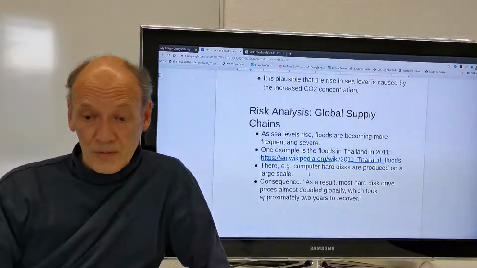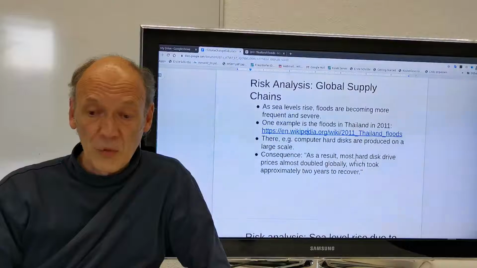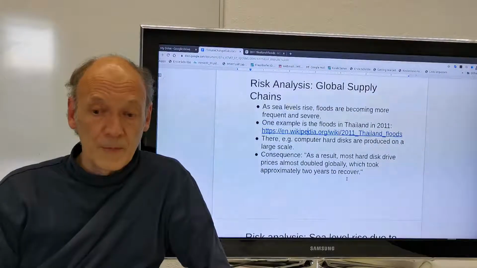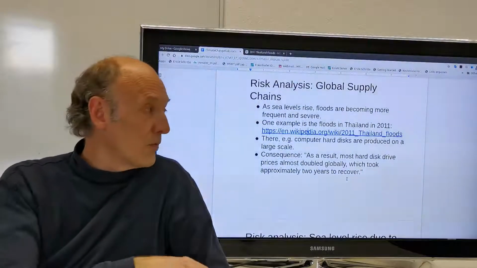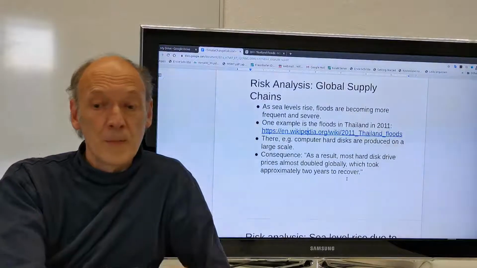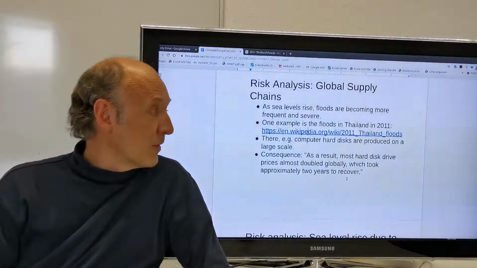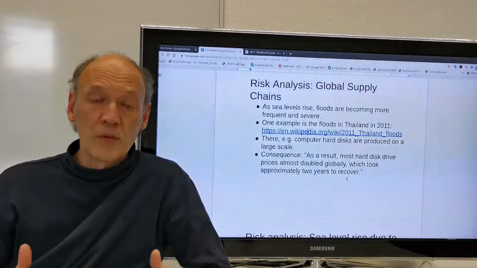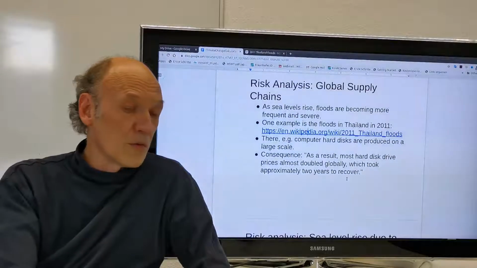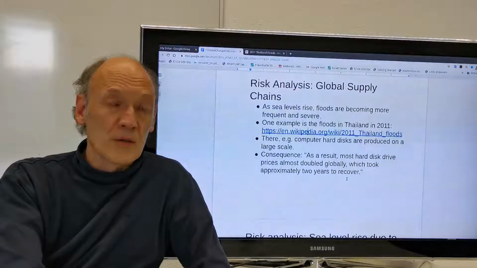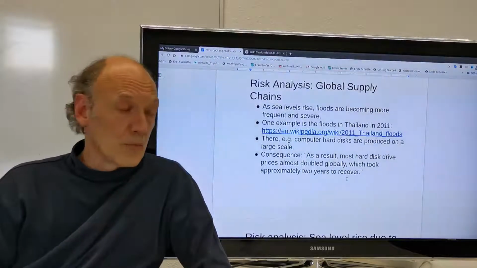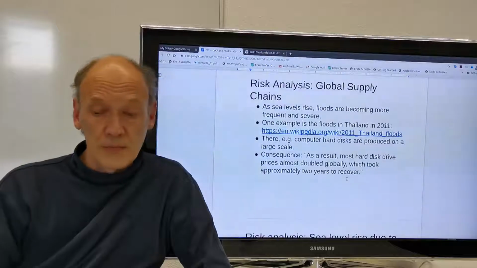Right? And as a result, most hard drive prices almost doubled globally, which took approximately 2 years to recover. So this shows that a regional flooding event has global consequences in the global supply chain. Because we have specialized producers and suppliers, a catastrophe in some narrow region might affect the entire global supply chain and affect computer users all over the world.